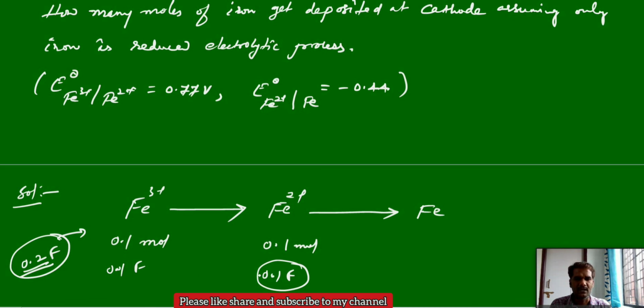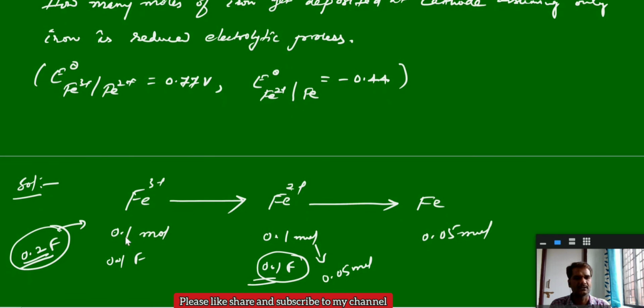Again this 0.1 Faraday we can use to convert iron 2 plus to iron. But to convert complete iron 2 plus to iron we require 0.2 Faradays. Why? Because 0.1 mole is there. But the current left is 0.1 Faraday only. So this 0.1 Faraday can convert only half of the amount. It means you will get 0.05 moles of iron. Then how much iron 2 plus is left? 0.05 moles of iron 2 plus is left.